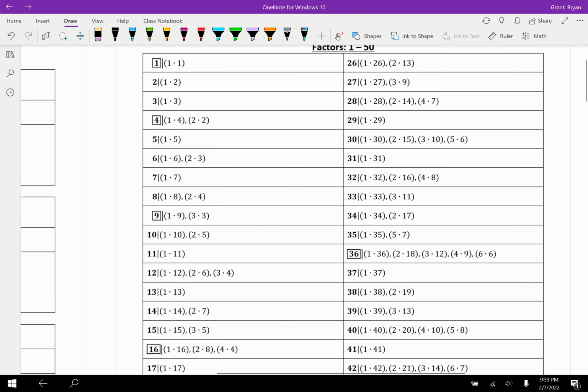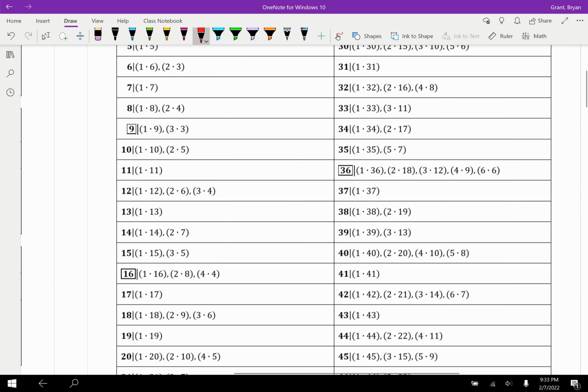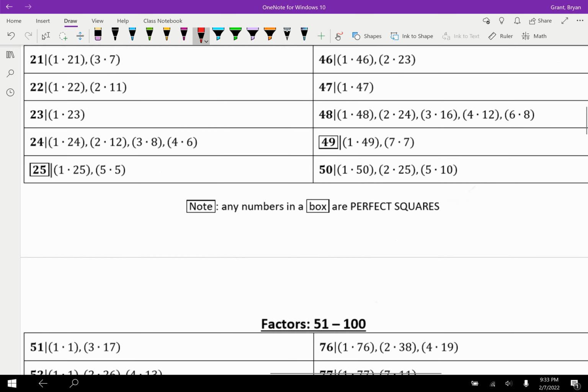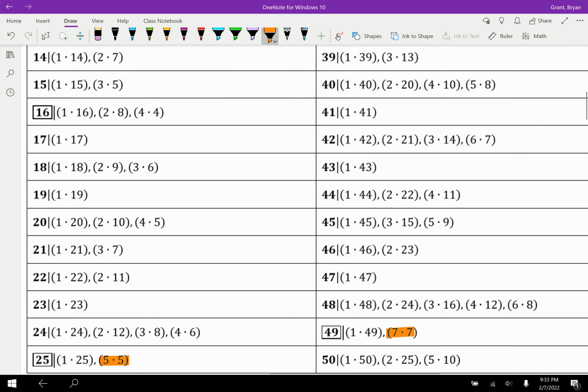Additionally, we have a whole bunch of boxed numbers up here. We might even say numbers with squares around them. And at the bottom it says any number in a box, any number in a square, is a perfect square. And can you see why? 49 is a perfect square. 7 times 7. 5 times 5.